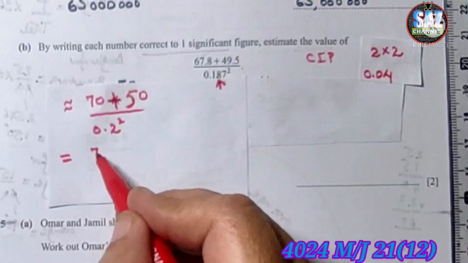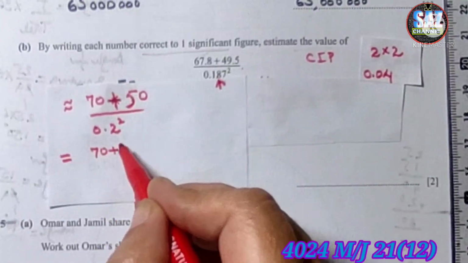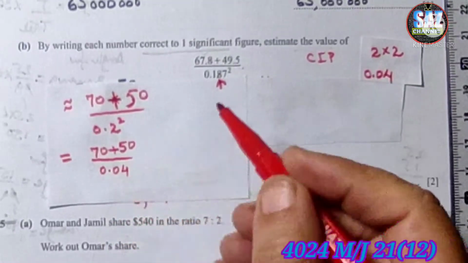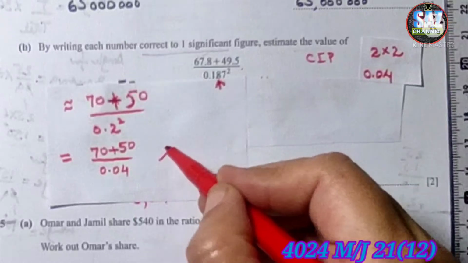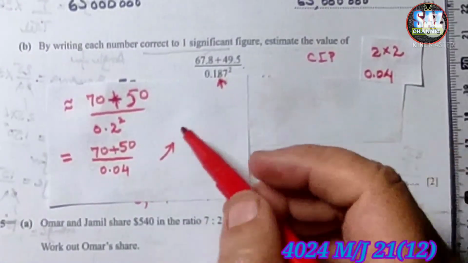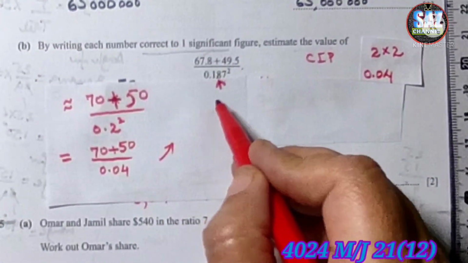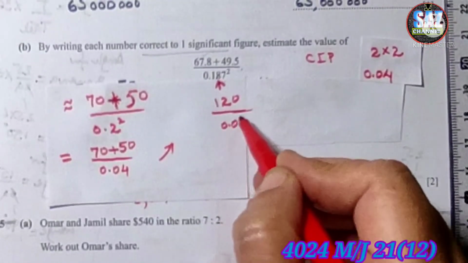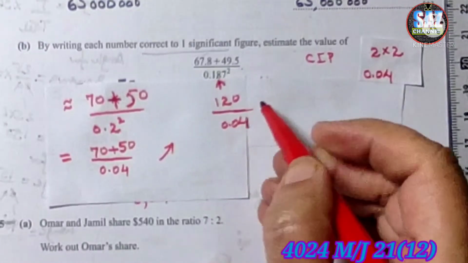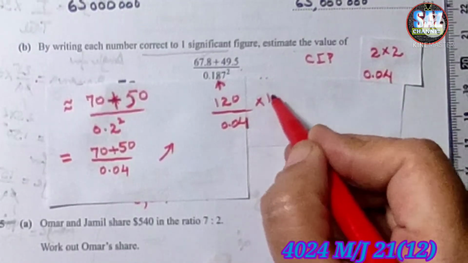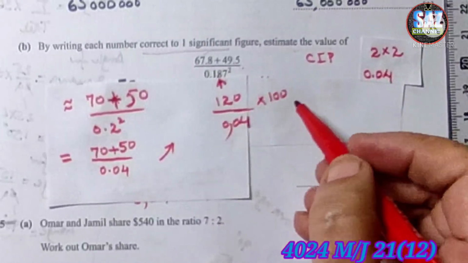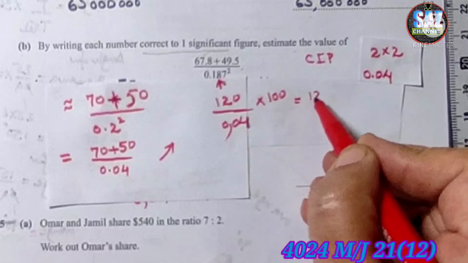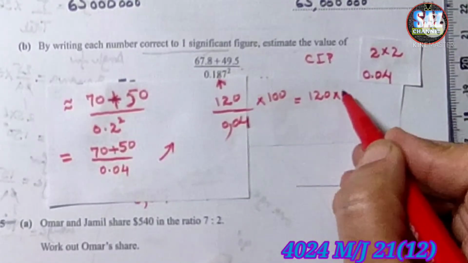So this is 70 plus 50 upon 0.04. This will take the form 7 and 5 is 12, 120 divided by 0.04. Okay, now remove the decimal, multiplied by 100. This goes with this, and now see that we are left with 120 multiplied by 4.